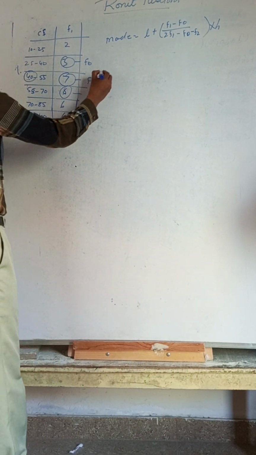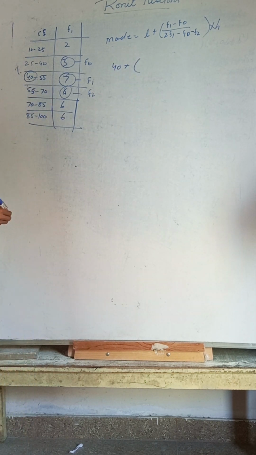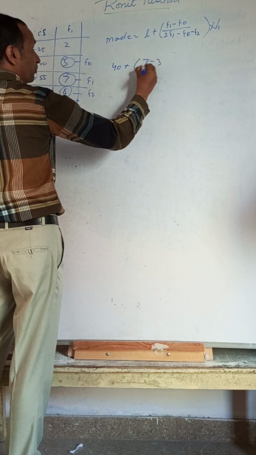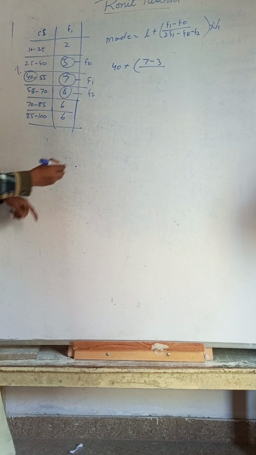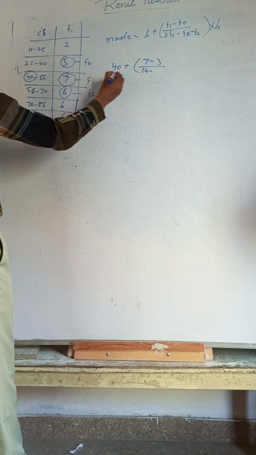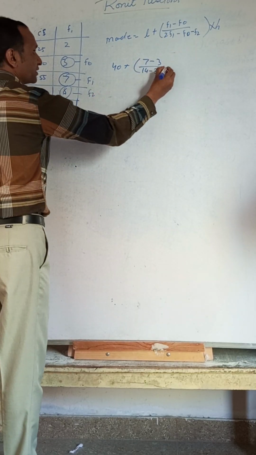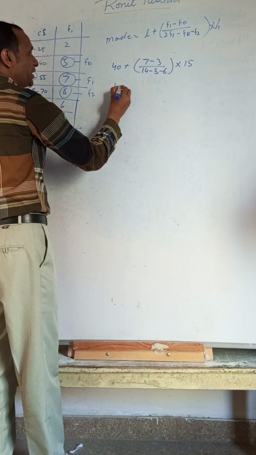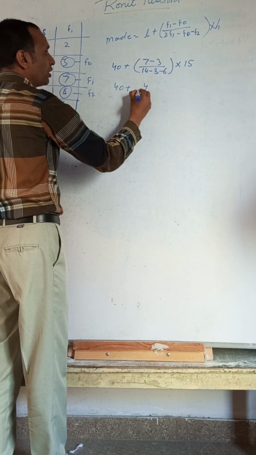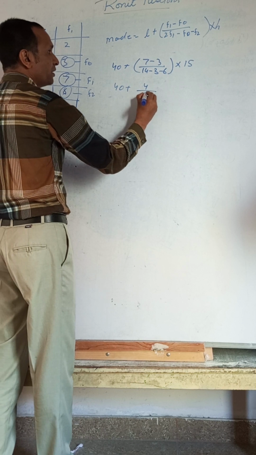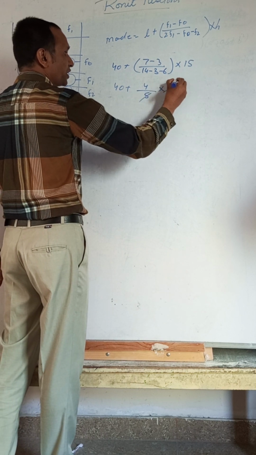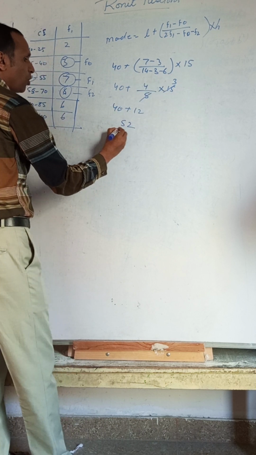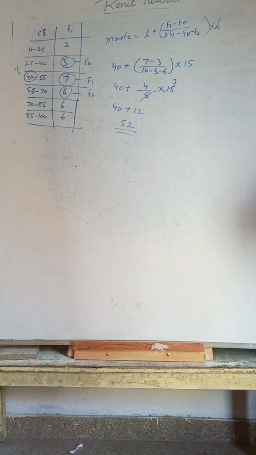So mode is equal to L, which is 40, plus F1 which is 7 minus F0 which is just above that, 3, by 2F1 which is 14, minus F0 which is 3, minus F2 which is 6, into H. What is the distance between the limits? There is a difference of 15. So 40 plus (7 minus 3) is 4, by (14 minus 9) is 5, into 15. That gives 4 times 3 is 12, so 40 plus 12 is equal to 52. The mode of the given data is 52.